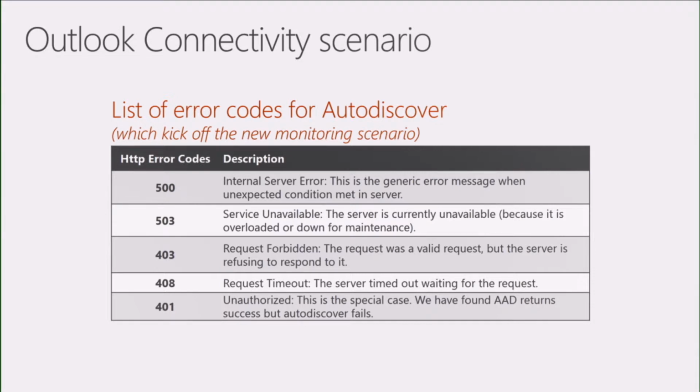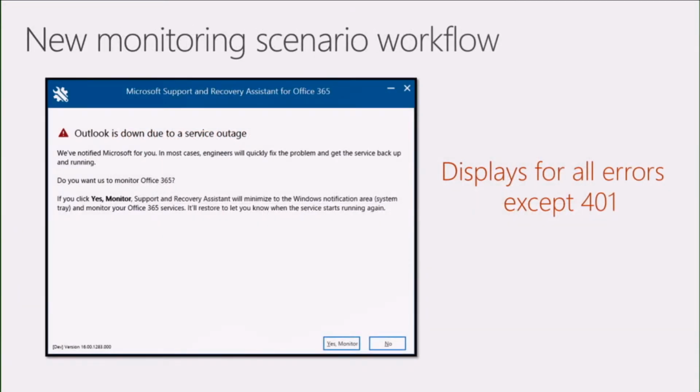So we got a list of those errors, and we built a scenario on top of that for SARA. So now if using Outlook, you are running into one of these errors and run SARA to diagnose the problem, what's going on, because Outlook is going to give you those generic errors, then we will determine if you are running into these errors, and we will display this particular screen in Outlook, that, hey, it seems like there is a problem going on with service.